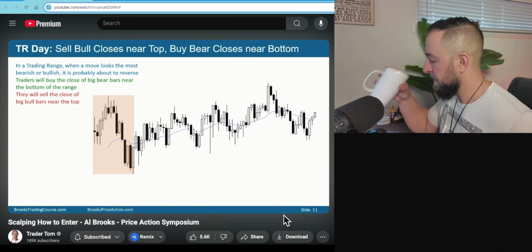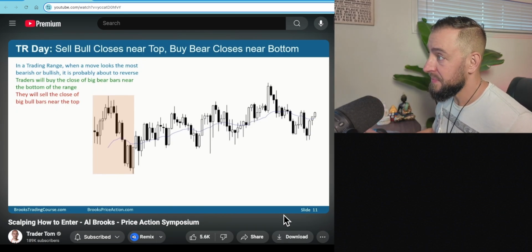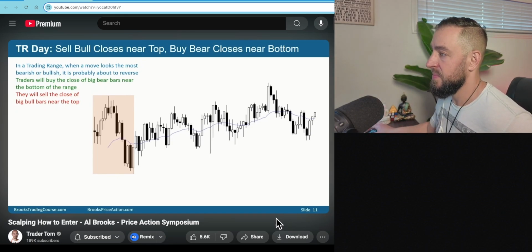Remember, in a trading range, things look most bullish or most bearish when it's about to reverse. And therefore, traders will look to buy the close of big bear bars near the bottom of the range and sell the close of a big bull bar near the top of the range. These are limit order traders, traders looking to enter with limit orders.